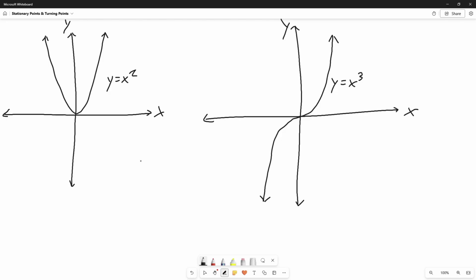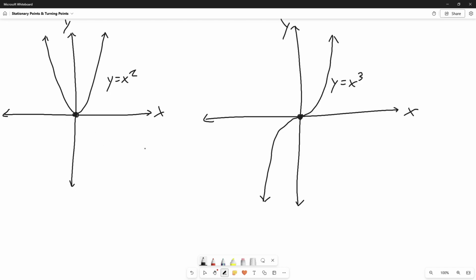A stationary point is any point on a graph of a function where the gradient function is equal to 0, or in other words, the tangent line is horizontal. So in these two graphs right here, one of y equals x squared and y equals x cubed, both of them have a stationary point at x equals 0, or the origin, because the gradient line or the tangent line is horizontal. And yeah, so that's a stationary point. It's where your derivative is 0.